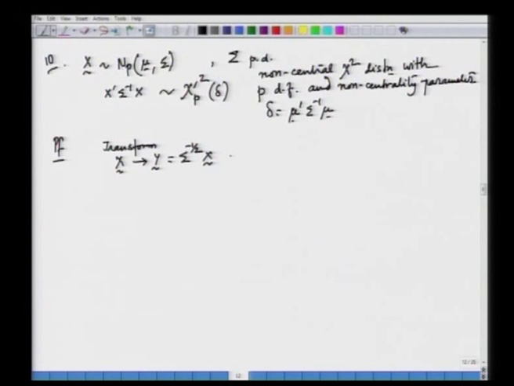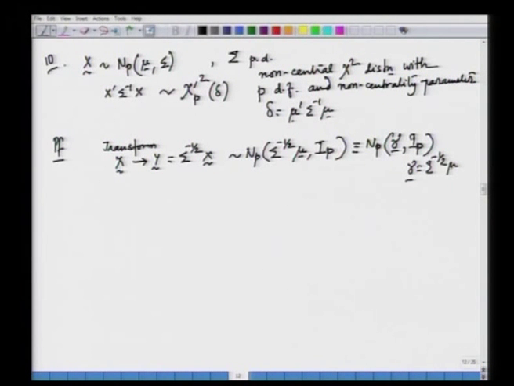Now, this transformed variable y is obviously going to follow a p-dimensional multivariate normal distribution. The mean is going to be sigma minus half mu, and what is going to be the covariance matrix of this? Since we can very conveniently write sigma as the product of sigma half and sigma half, this is just going to be the identity matrix of order p. So, let us write this as normal p gamma, I p, where gamma is nothing but the mean vector sigma minus half mu.